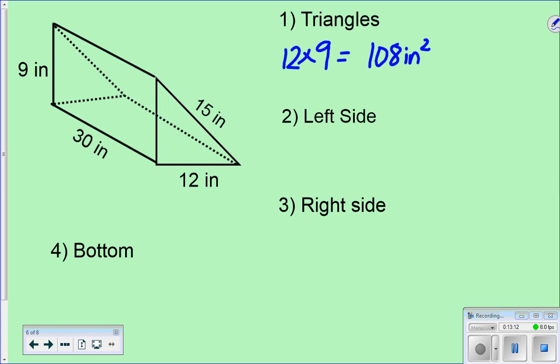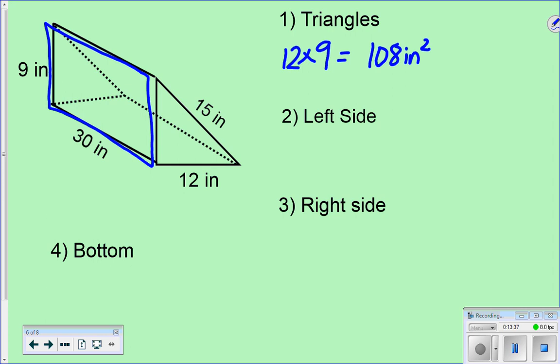So that's triangles. Does everybody understand why I don't have to divide by 2 and then remultiply by 2? Because you're just doing the same thing. Okay? So let's talk about the left side. I'm going to say this is the left side, obviously. What are my dimensions of that left side, Jacob?